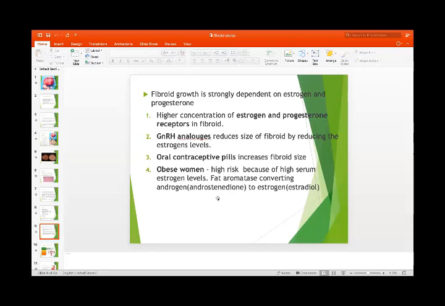OCPs, oral contraceptive pills, also increase the size of the fibroid because they contain estrogen and progesterone. Obese women, as I already told you, have a higher risk because of high serum estrogen levels, because the fat aromatase converts androgens to estrogens. So they will cause excessive growth of the fibroid.